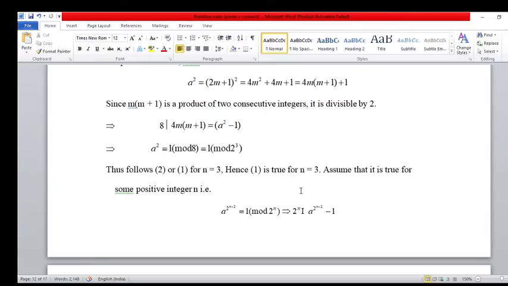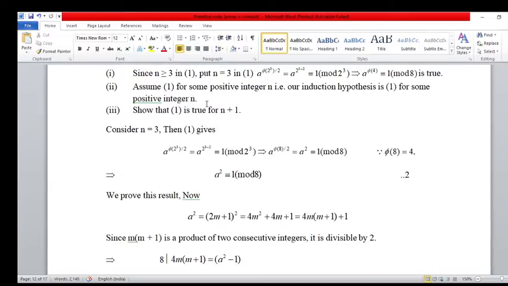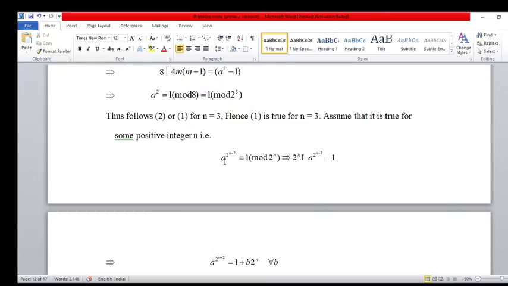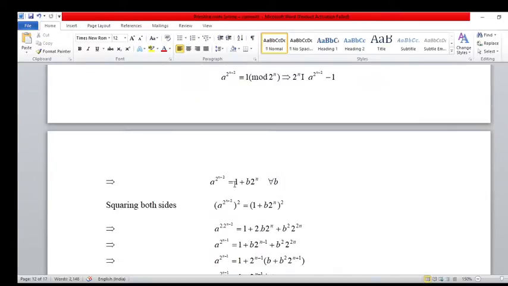Now the second condition: assume that this theorem is true for some positive integer n. Here a raised to the power 2 raised to the power n minus 2 is congruent to 1 mod 2 raised to the power n, and the congruent form converted into division form means 2 raised to the power n is a divisor of a raised to the power 2 raised to the power n minus 2, minus 1. This is the congruent form, this is the division form, and this is the equation form.